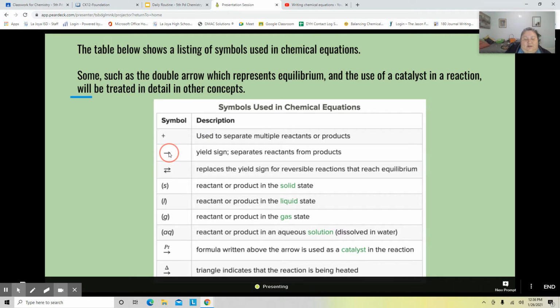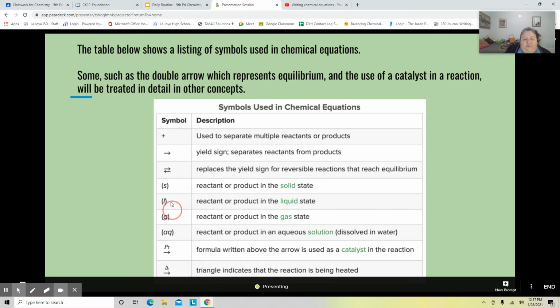If you see this arrow pointing to the right, it's known as the yield sign and it separates reactants from products. If you see a double arrow, right? An arrow pointing left and an arrow pointing right, that replaces the yield sign, by the way. You will never have both. You'll either have the arrow pointing to the right or arrows pointing both directions. But if you see an arrow pointing in both directions, it's going to mean that you have a reversible reaction when you get to equilibrium, okay? Just know that it means it can go forward or it can go back.